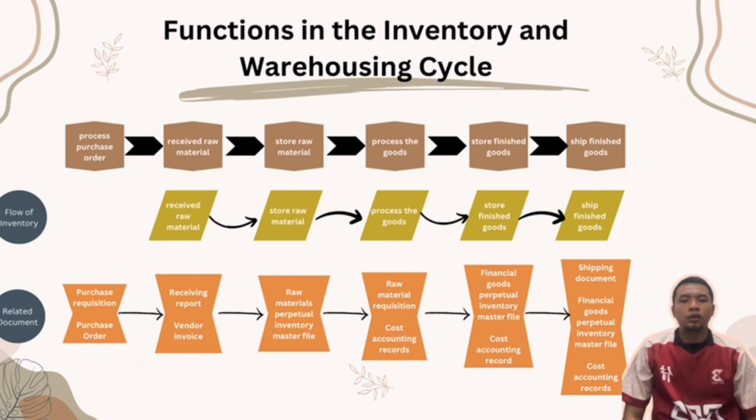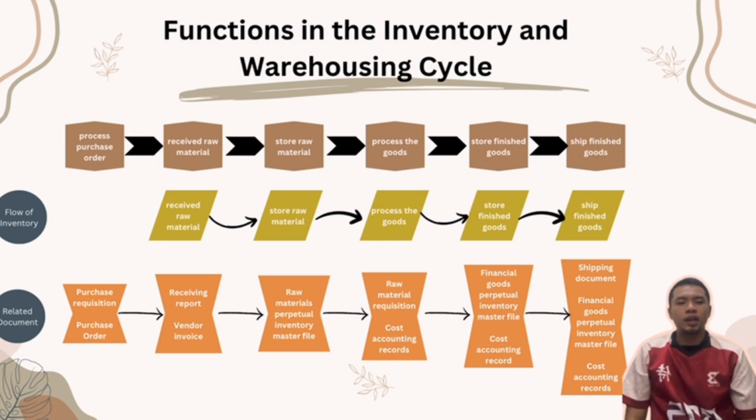Next, when we receive the raw materials, which is inventory, we need to store them. In order to store them, the document that will be created is the raw material perpetual inventory master file. In there, the data about the raw material will be stored. Next, in the stage to process the goods into finished goods, the related documents are raw material requisitions and cost accounting records.